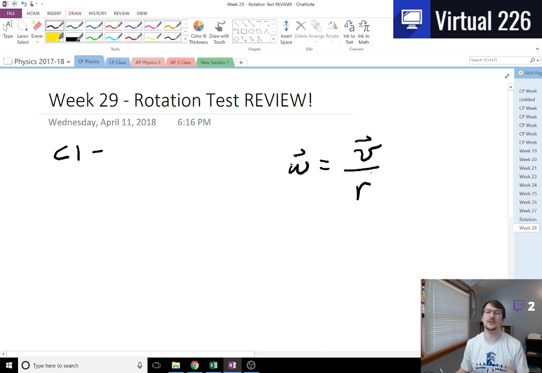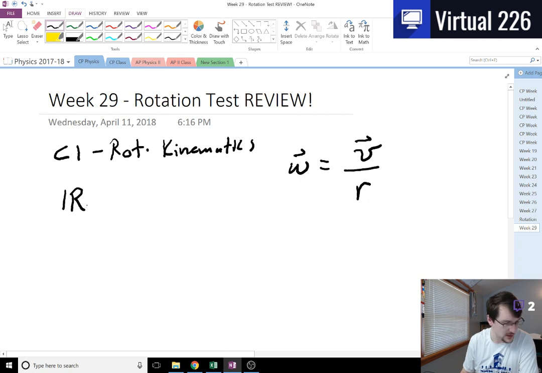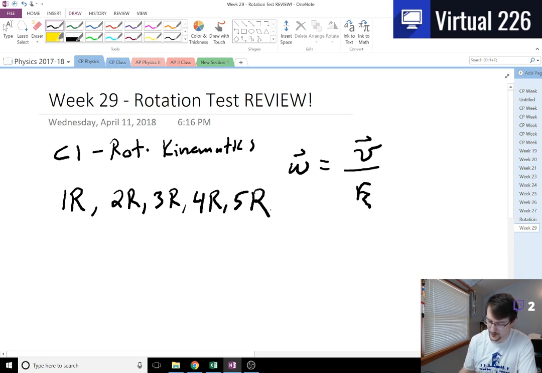Those are the things I keep saying that everybody's going to forget, because even during our Beyblades lab, people forgot about them. They were asking where we could find these equations to do these conversions. So these are just rotational kinematics, and you're probably using equation 1R or equation 2R, 3R, 4R, or 5R on our new best friend.